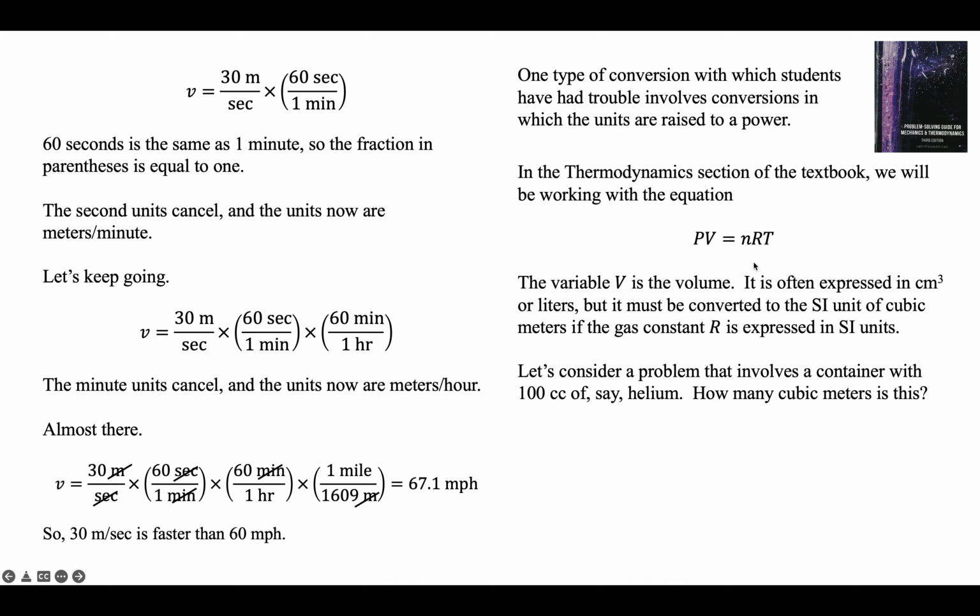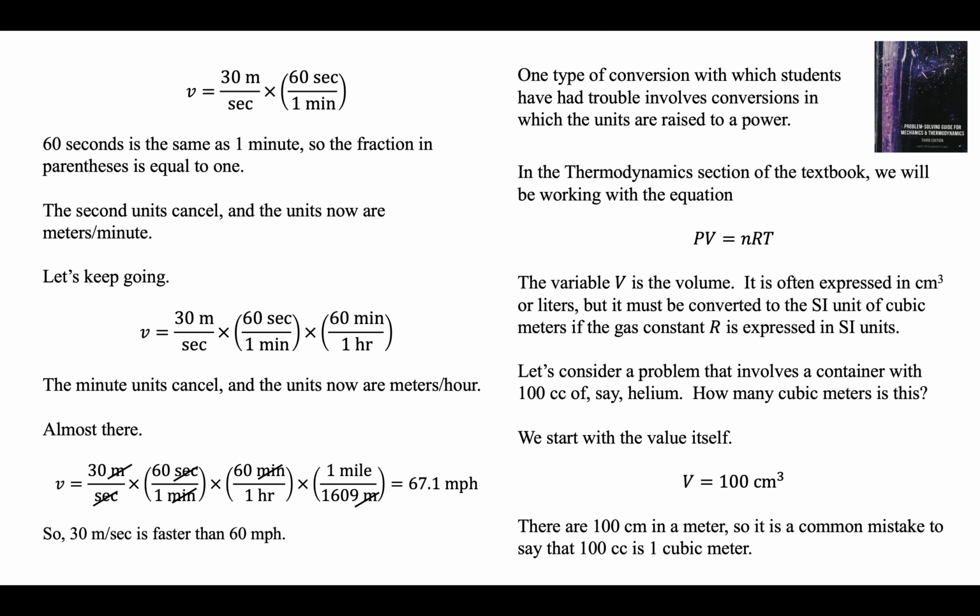So there's a problem. It has a container with 100 cc's of helium. How do we convert that to cubic meters? We start with the value itself: 100 cubic centimeters, 100 cc's. Now, it's a very common mistake to say that 100 cc's is 1 cubic meter because there's 100 centimeters in a meter. It's important for us to understand why this is wrong.